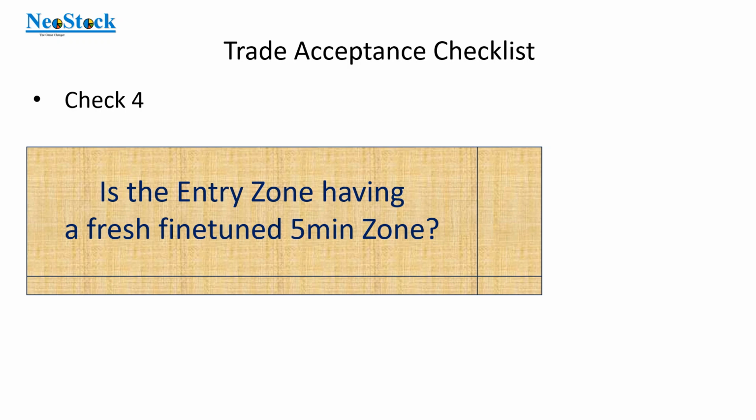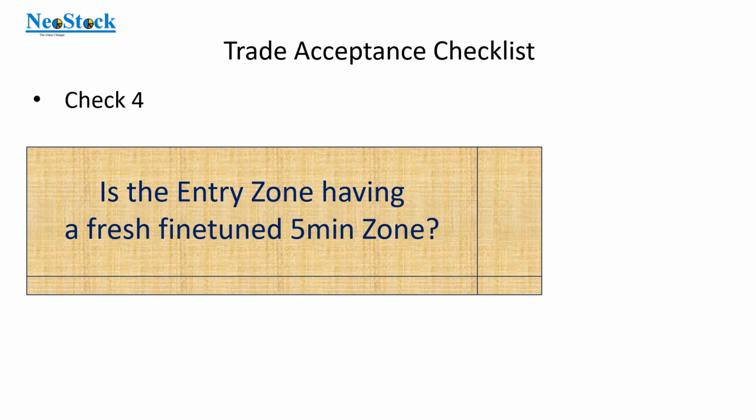In lesson number 16, we have two parts of the videos. In the second part of the video in lesson 16, I clearly explained the fine-tuning technique with an example. And also I told you in lesson 16 when a zone will be violated. If a zone is not having a fresh, fine-tuned 5-minute zone, there are higher chances of getting violated. We are not saying the zone is violated. We are saying there are higher chances, maybe 80% or 90% chances for the violation.